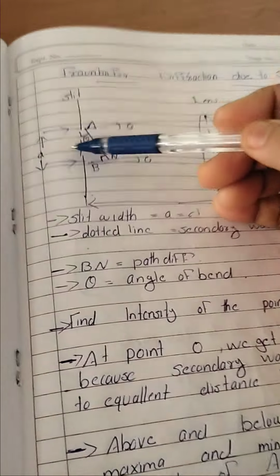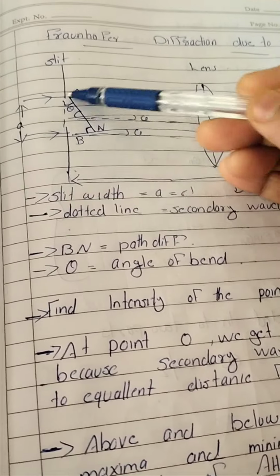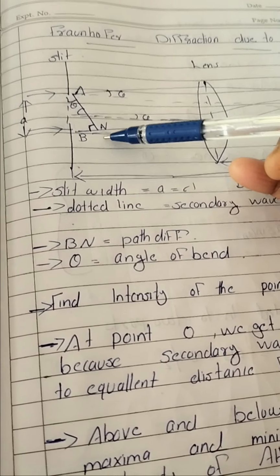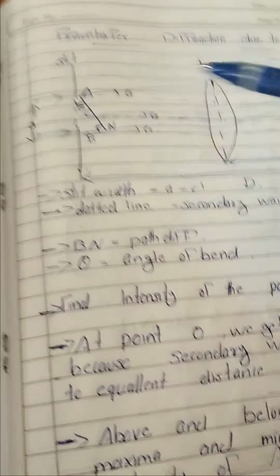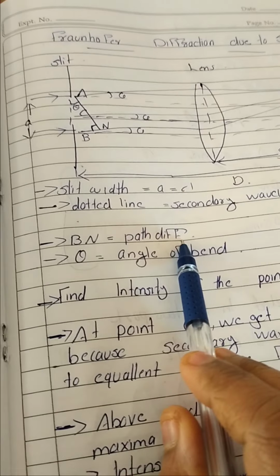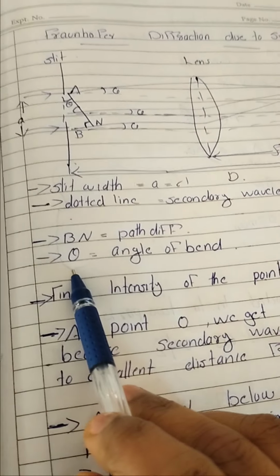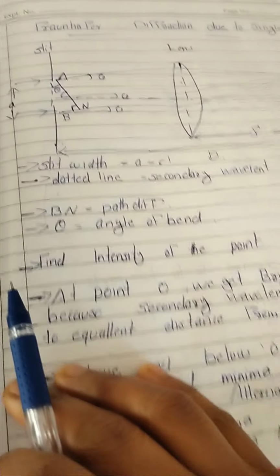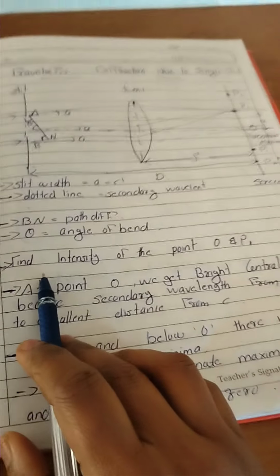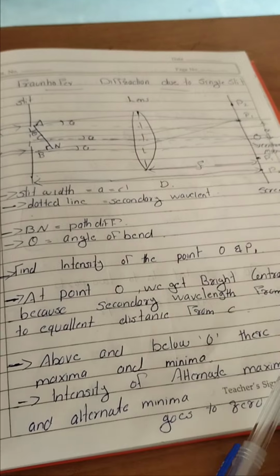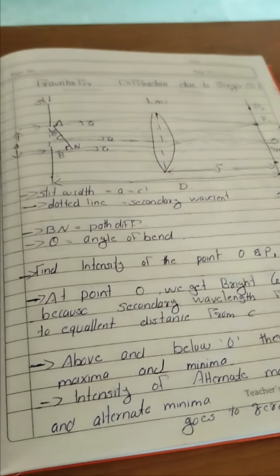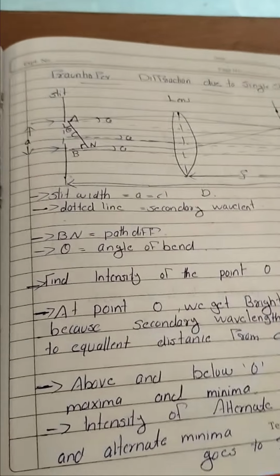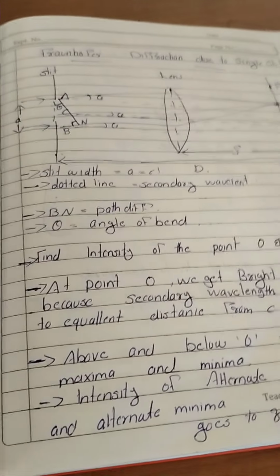You can see here a perpendicular line is drawn from A and joined at the point N. This BN is our path difference. How much it is diffracted depends on the angle theta. So what do we want to find out? We want to find out the intensities at the points O and P1.